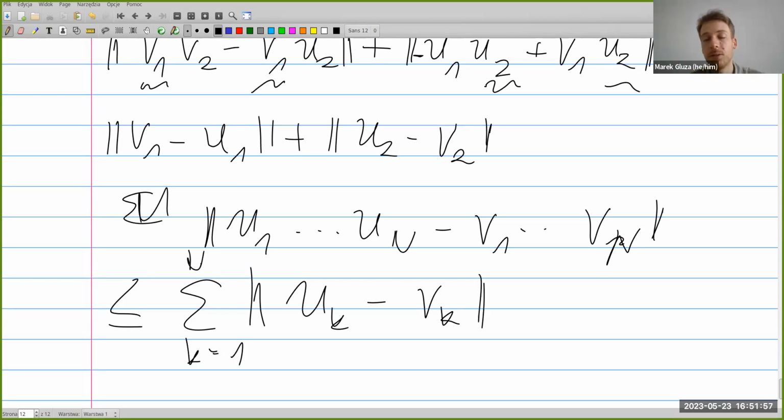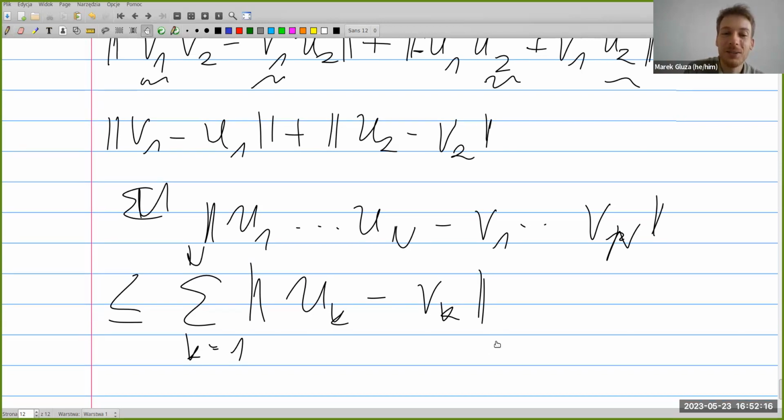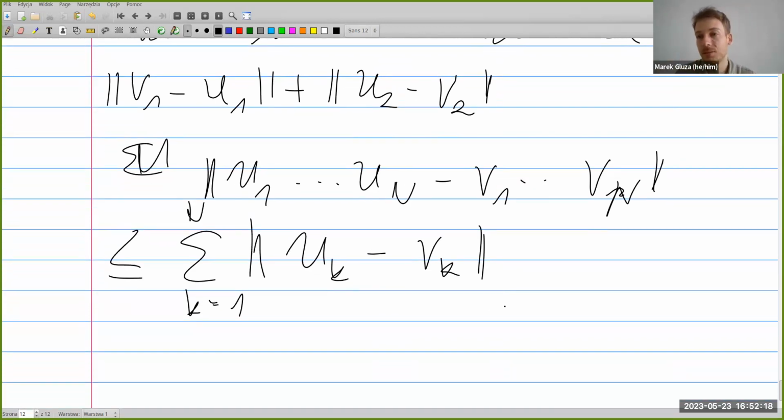So this is something that should be in your repertoire. If you have those products, you use this triangle inequality by inserting this identity term, this zero term, additive identity, yes? And then you switch the product into the summation, okay? So we did exactly that.